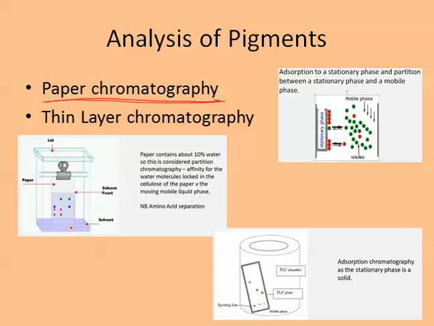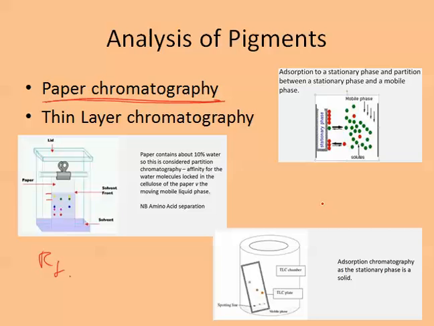And so you can talk about starting off with your chromatogram, drawing a pencil line, putting a dot on it, and then letting the solvent run through that, and then by measuring the progress of the solvent front and the dot, you can work out the retention factor.